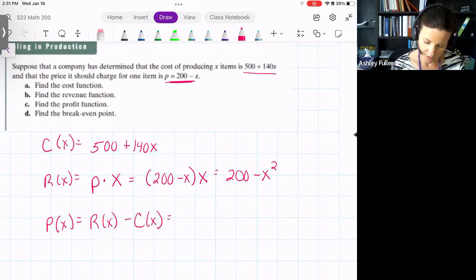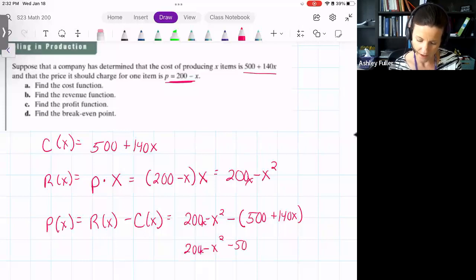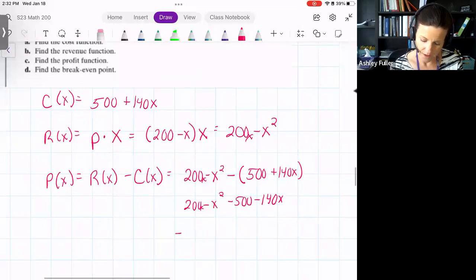The profit that we make is going to be revenue minus how much it costs. So we can do revenue, which is 200 minus X times X, minus the cost, how much we have to spend to generate our product, and combining like terms, we get 200X minus X squared minus 500 minus 140X, which leaves us with negative X squared plus 60X minus 500.